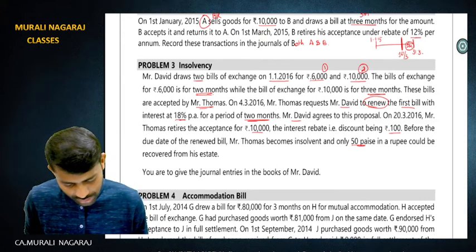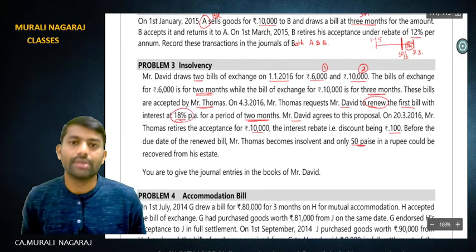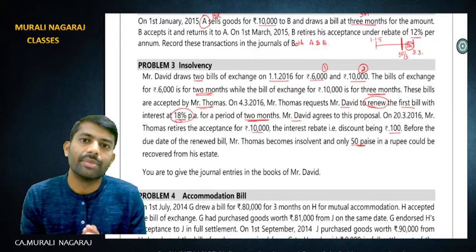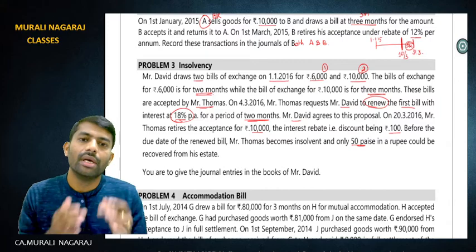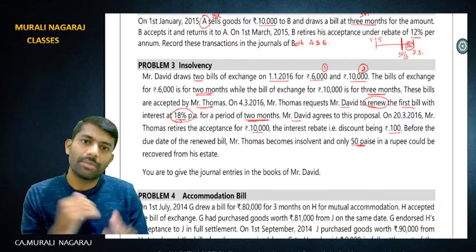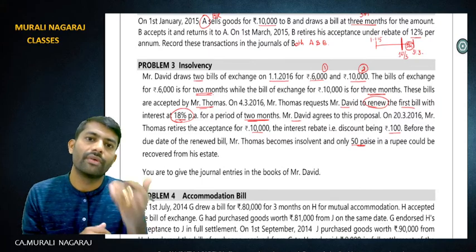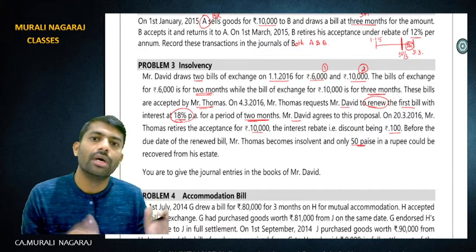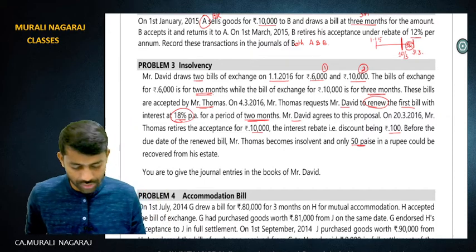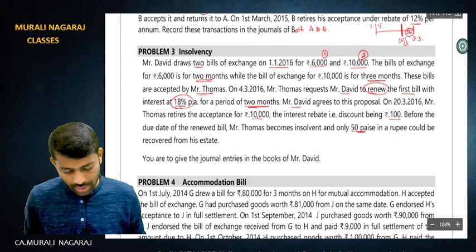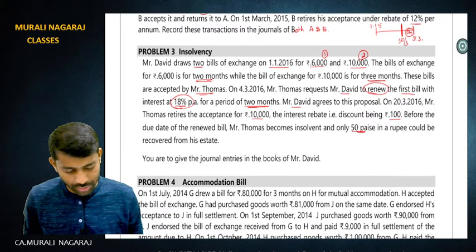So he renewed the first bill with interest at 18%. He has nothing paid on the date of renewal, no cash has been paid. So whatever the 6,000 rupees plus 18% interest for 2 months, we have added it for the new bill and renewed it, but ultimately he became insolvent. This is the story. You are to give the journal entries in the books of David.